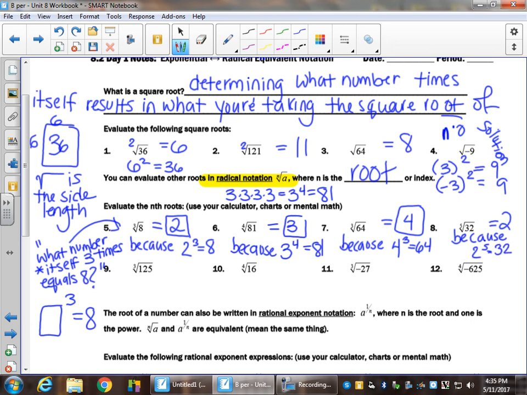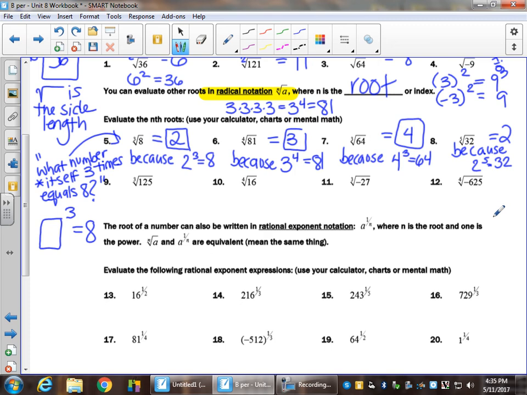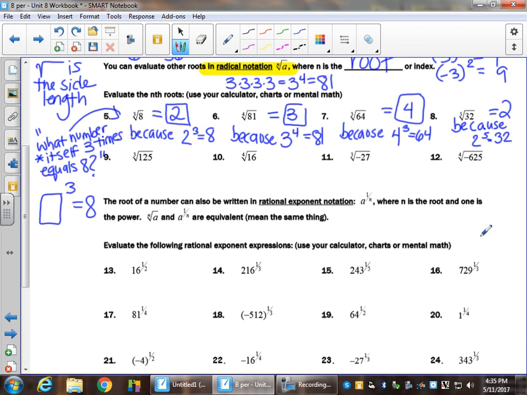I'm going to leave 9 through 12 for you to do on your own, and I'll check those first thing tomorrow with you. So pause right now, use your chart to work on 9 through 12, and when you're done, join me back for the notes. And again, I'll check those with you first thing tomorrow.